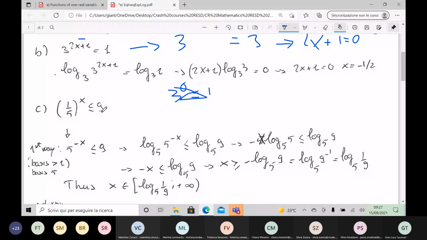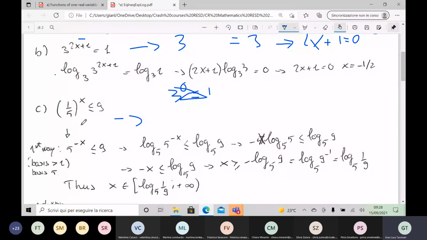First approach. Typically, it may be convenient, when you have to solve an exponential inequality and the basis of the exponential function is a number between 0 and 1, typically for students, it is convenient to rewrite this exponential function as an exponential function with basis bigger than 1. Remember, we saw yesterday that we have two different cases.